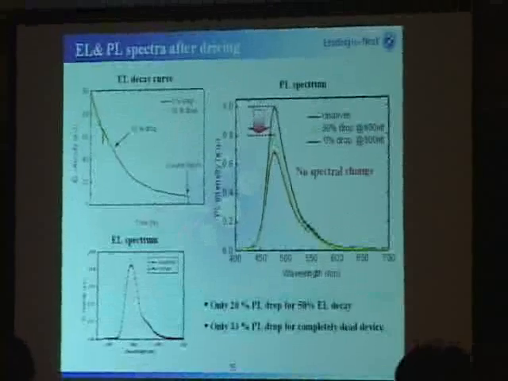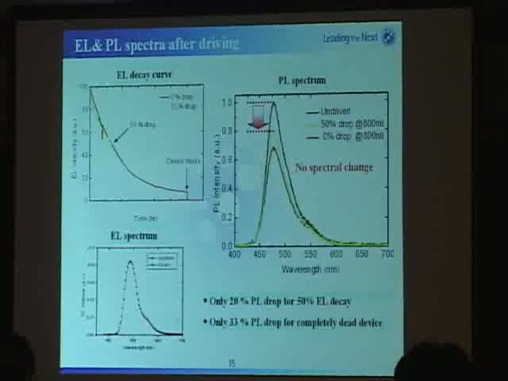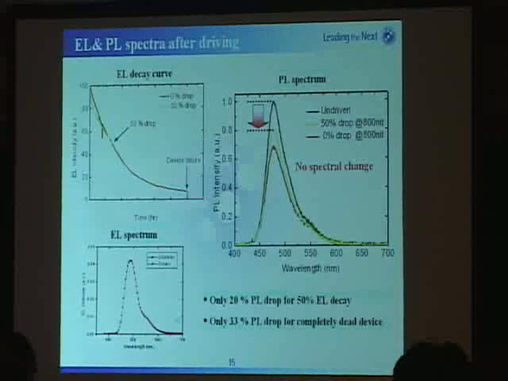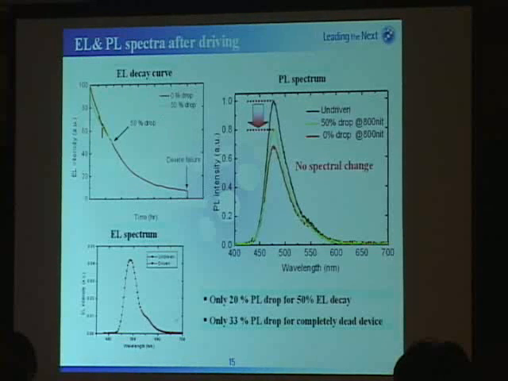Here are decay curves. This green curve is a 50% drop, and the red curve is a drop to 0%. That means a completely dead device. And driven and undriven yield spectrum shows totally the same yield spectrum. This is a pure spectrum.